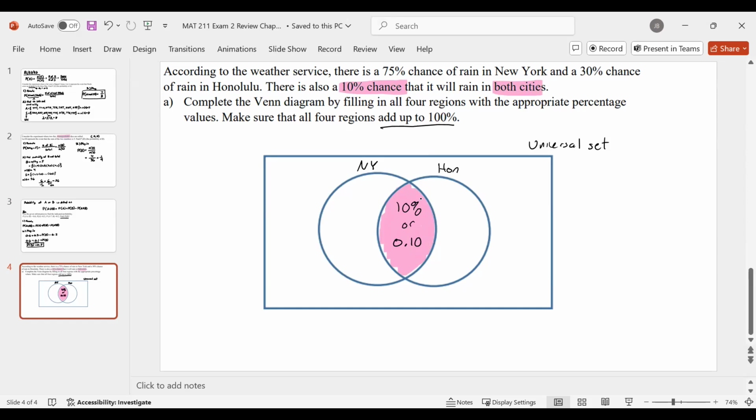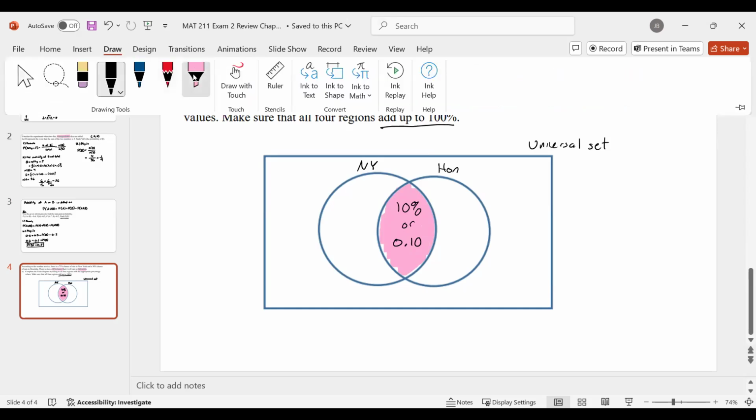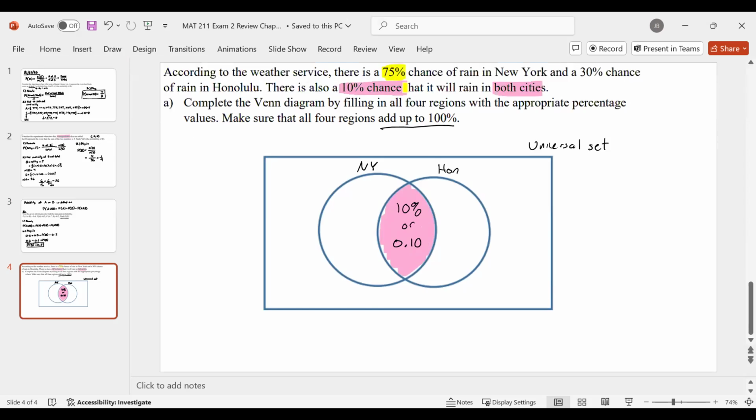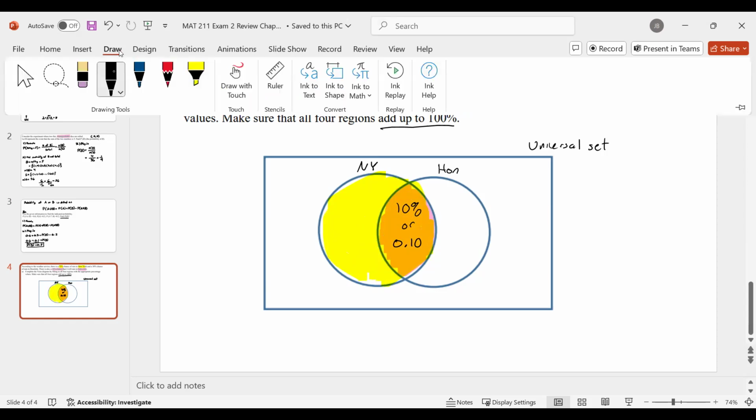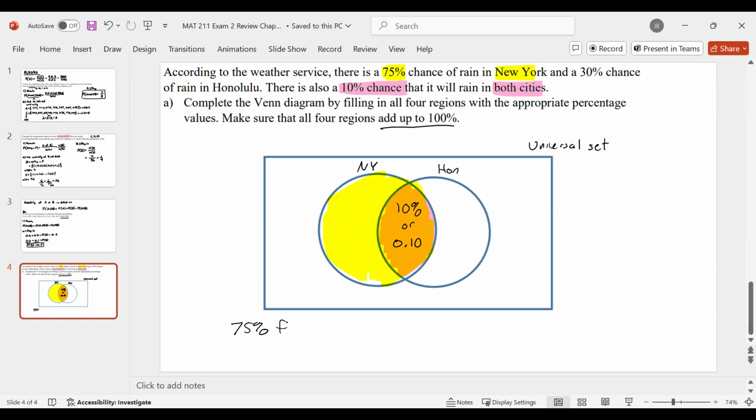Now, this is where it gets a little tricky because you got to pay attention to this. The 75% for New York is not just this. Actually, it's not this. What it is, is the entire circle. So this is the 75%, the entire thing. So I'm going to write that down: 75% for New York is the entire circle. And just to be clear to the reader, the left circle.